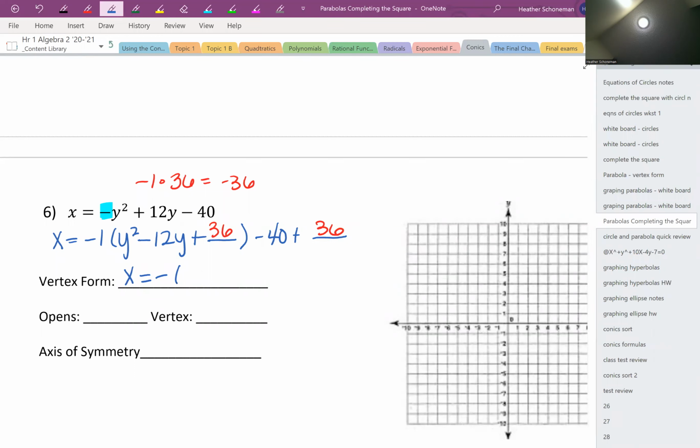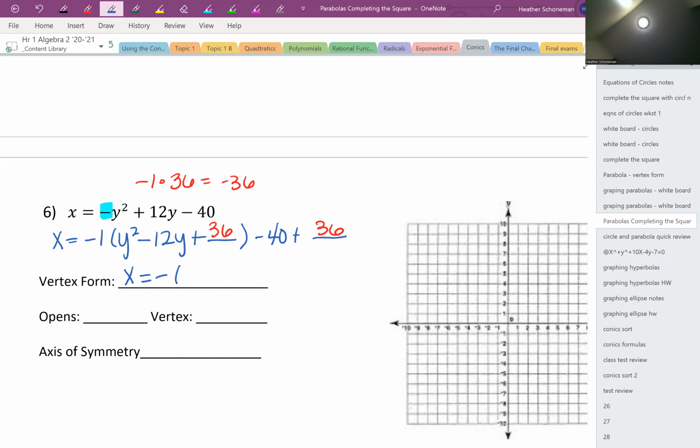Because it's x equals a negative, it's opening to the left. And this over here in my parentheses, I got the y minus 6. That controls my y. So my vertex, I got the negative 4 here. So it'd be negative 4 and then positive 6.